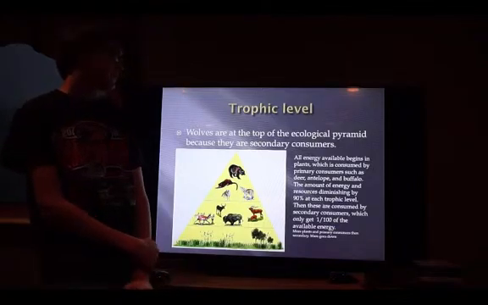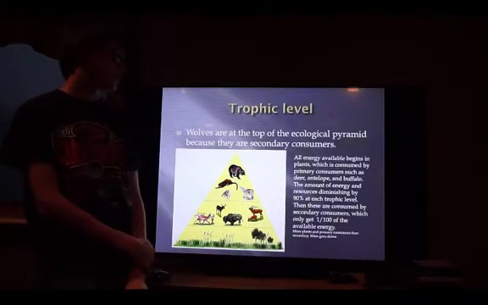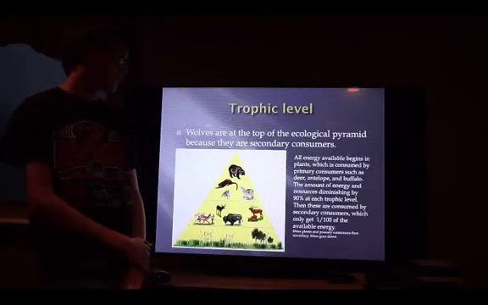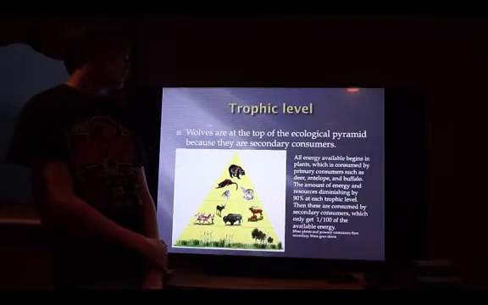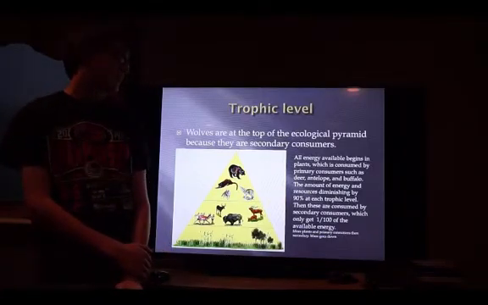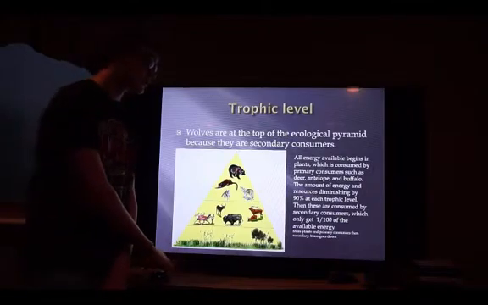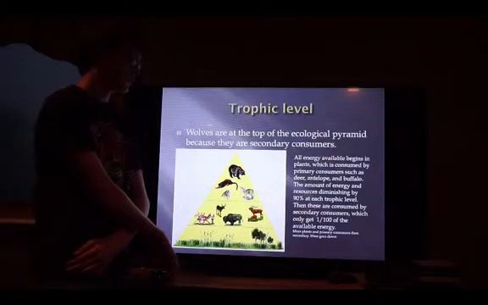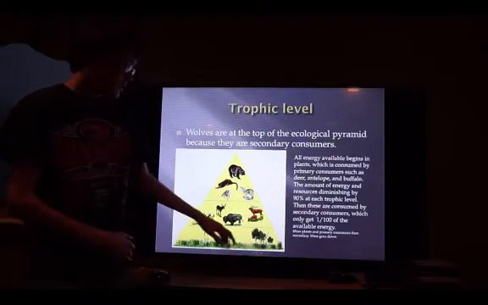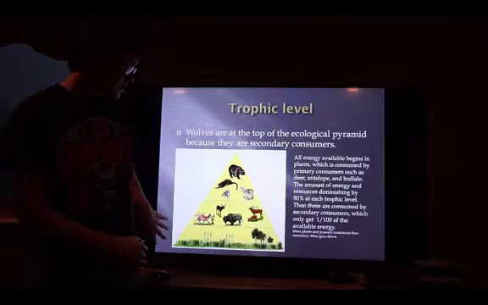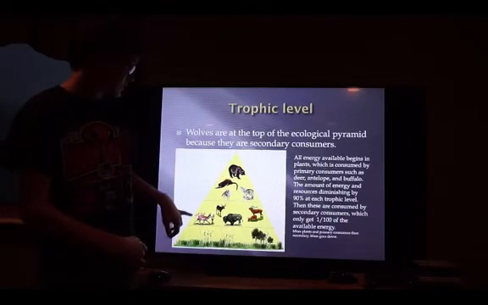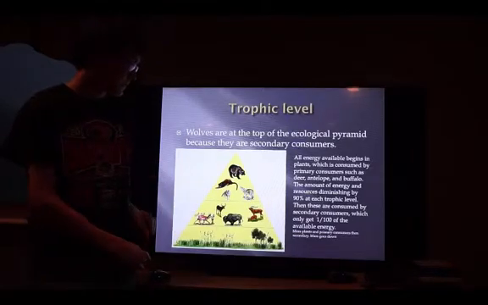All energy available begins in plants, which is consumed by primary consumers such as deer, antelope, and buffalo. The amount of energy and the resources diminishing by 90% at each trophic level. Then these are consumed by secondary consumers, which only get 1 out of 100th of the available energy. Down here, there's more mass than up here. So if this were 1,000, 110.